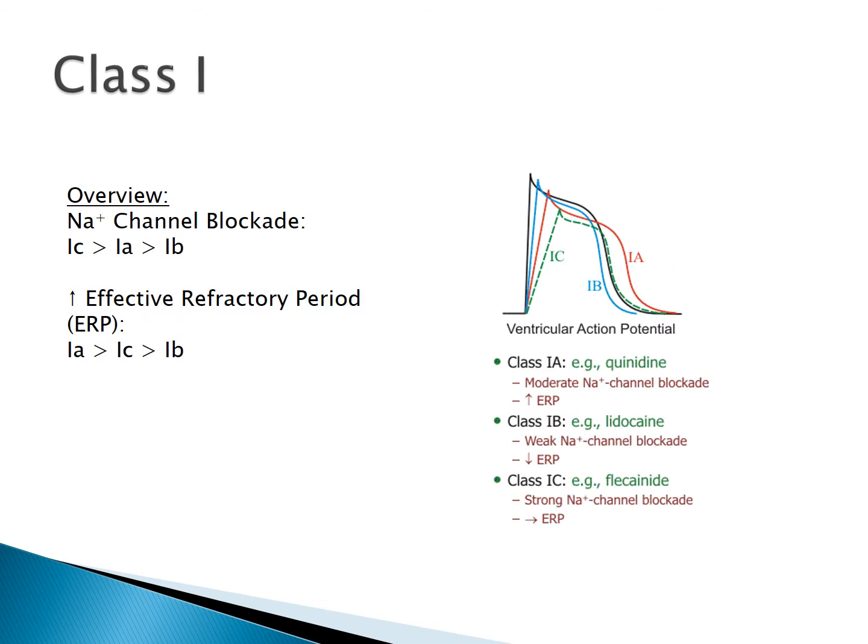Here is an overview slide of all the sodium channel subgroups. You can see how they each affect the slope of phase 0 and the refractory period in a different way. Again, class 1C is the strongest and will have the greatest effect on depolarization and the QRS interval. Class 1A has the greatest effect on the effective refractory period.